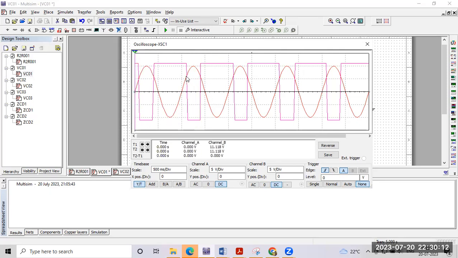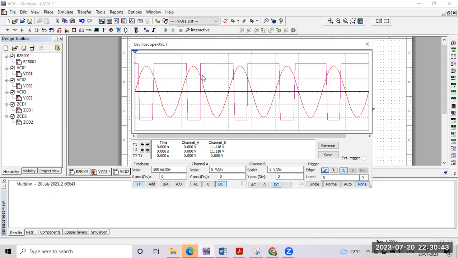Okay, observe here. This is the negative portion. Whenever our input sine wave reaches this reference, only then will our output change from positive reference to negative reference. Then this positive goes to negative because it's inverting. Positive, negative, like that.